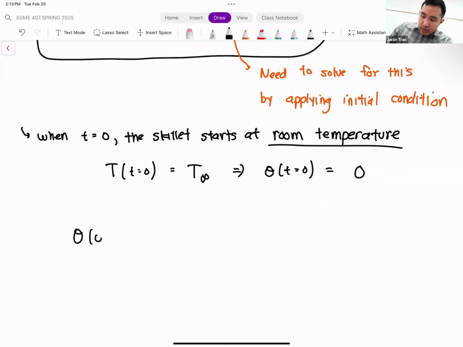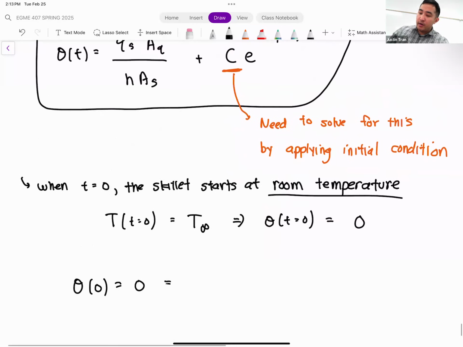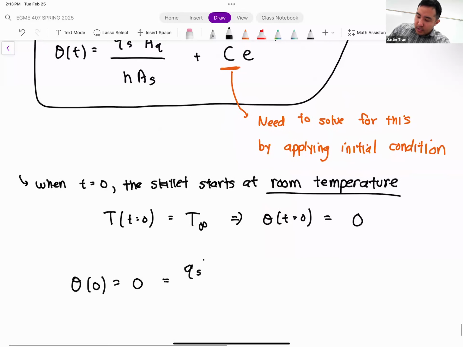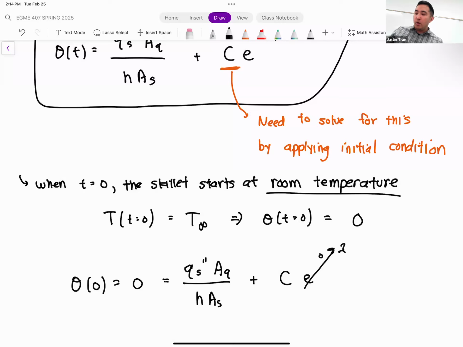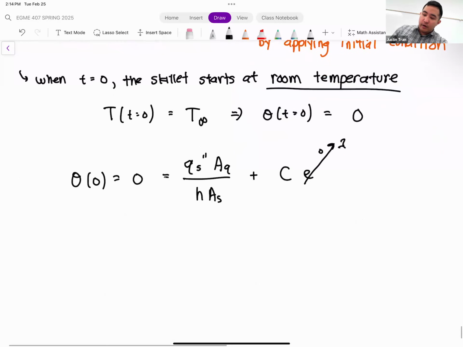So we have theta of 0 is equal to 0, and let's plug in our general solution here. We have QS double prime AQ divided by HAS plus C E raised to the 0. E raised to the 0 here is just 1. And so this very quickly tells us that C, our arbitrary constant, is minus QS double prime AQ over HAS.